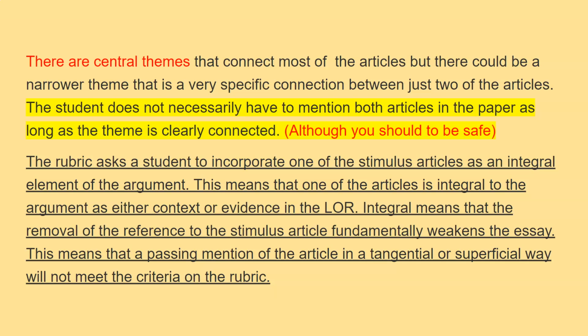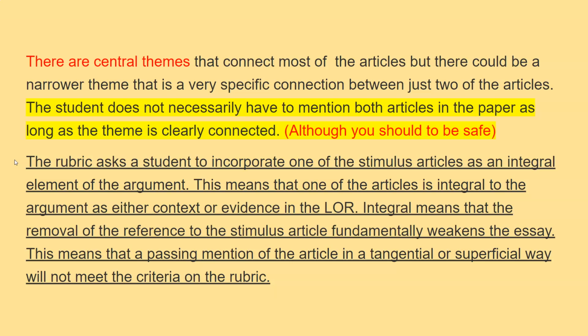This underlined passage is important because we want to make sure that everyone understands when we talk about essential use. The rubric asks a student to incorporate one of the stimulus articles as an integral element of the argument, like we talked about yesterday, essential. This means that one of the articles is integral to the argument as either context or evidence in the line of reasoning. Integral means that the removal of the reference to the stimulus article fundamentally weakens the essay. That means that a passing mention of the article in a tangential or superficial way will not meet the criteria on the rubric. Please make sure that you're taking care of that part of the rubric.